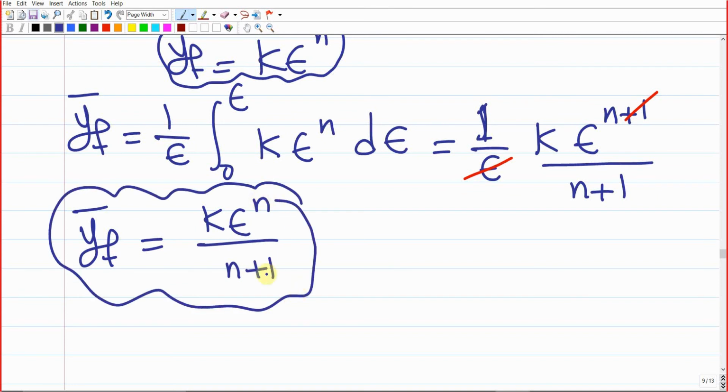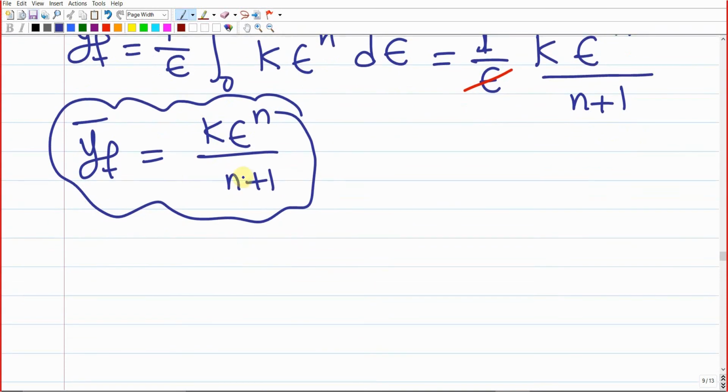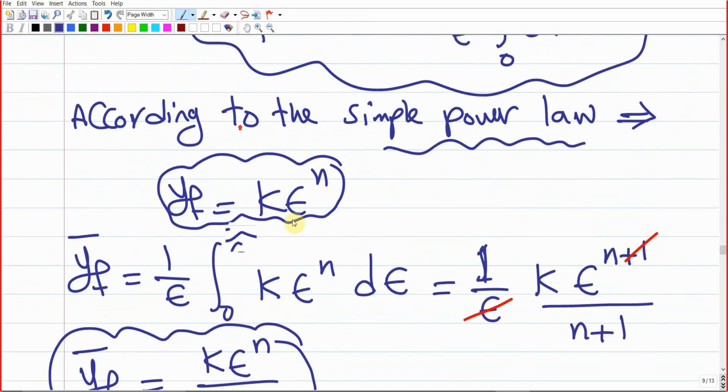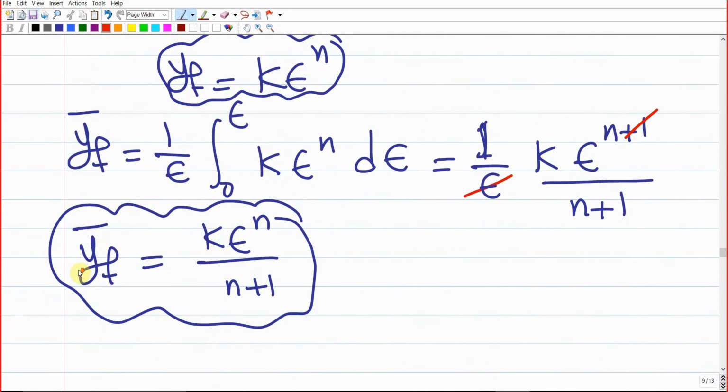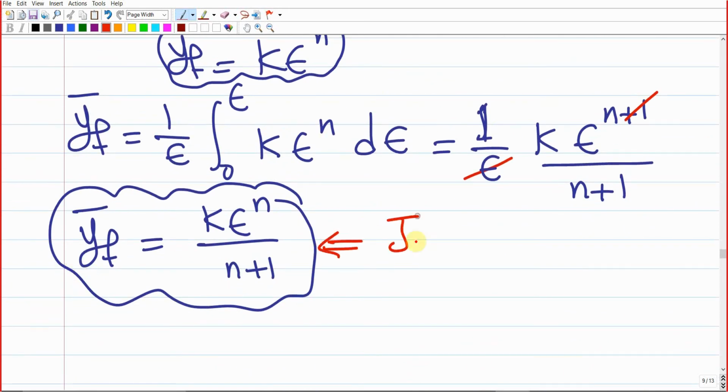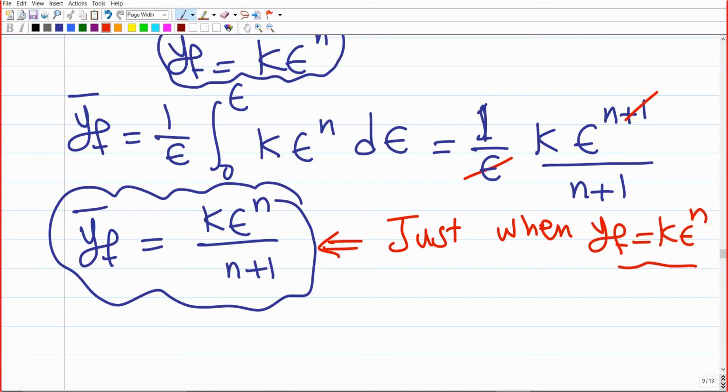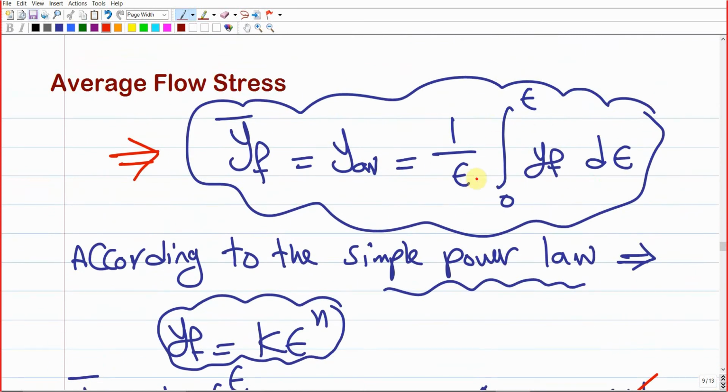Make sense? So this is the average flow stress, how it looks in terms of the strength coefficient, the strain hardening exponent n, and the true strain. But this is the original equation. This equation is a special one. It applies just when the flow stress YF is calculated using this equation. If the flow stress is described by a different equation, this equation is not valid anymore. You have to use this formula.